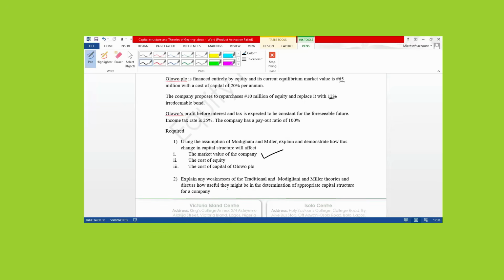Yes, Mr. Oluwatosi. All right, sir. So the traditional theory believes that there is no tax, whereas in the real world there is tax. Right? You said the traditional theory believes that there is no taxation. That's not correct.